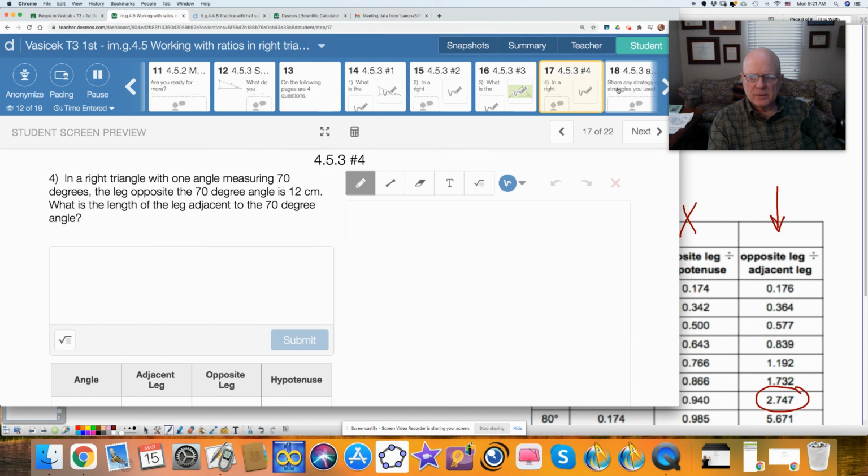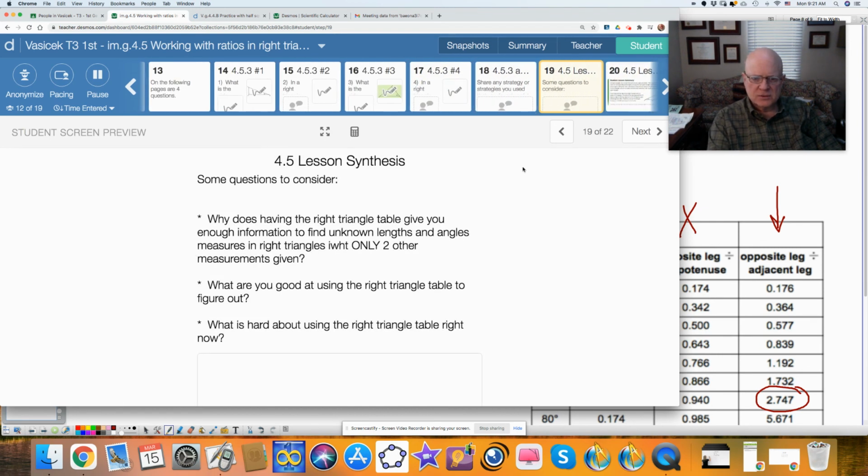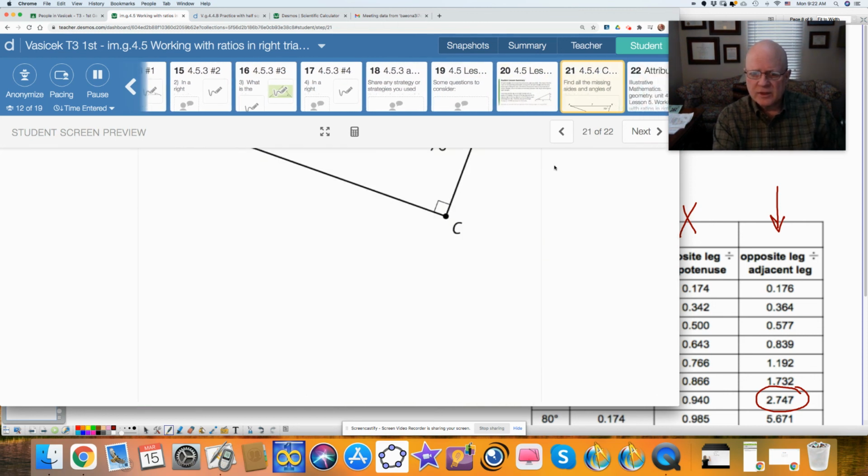Any strategies that you use to solve this? Some questions to consider. Why does having the right triangle table give you enough information to find the unknown lengths and the angles in right triangles with only two other measurements given, either two sides, or two angles, or an angle and a side? What are you good at using the table to figure out? What's hard about using the table for you? So here's the summary. Please read the summary, and then this last question.